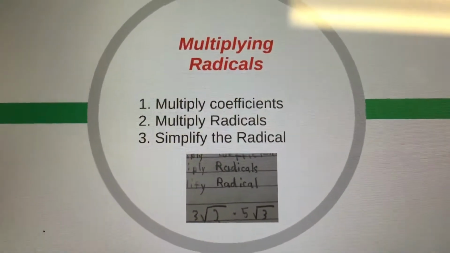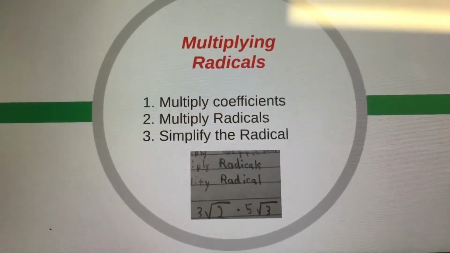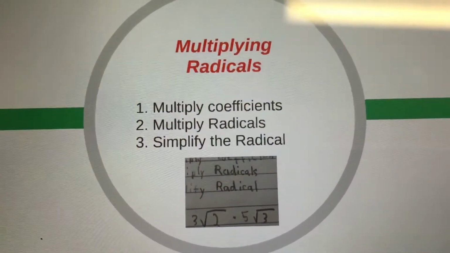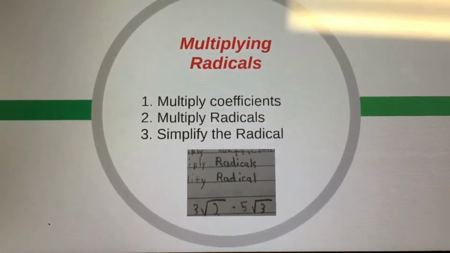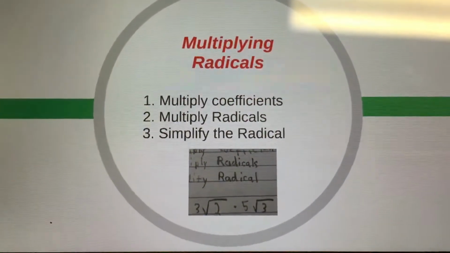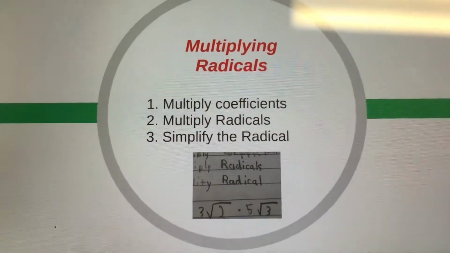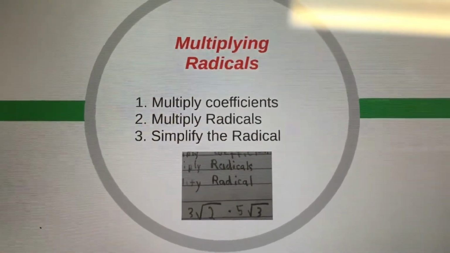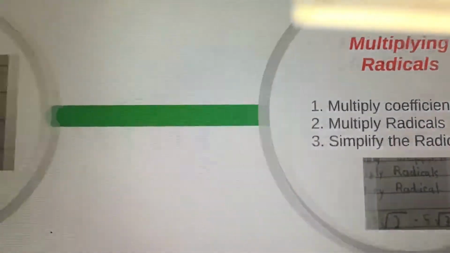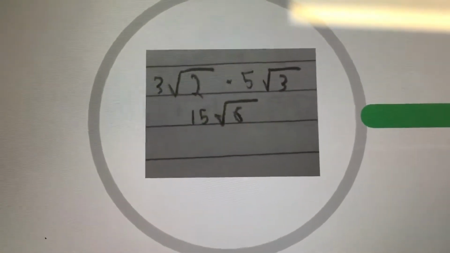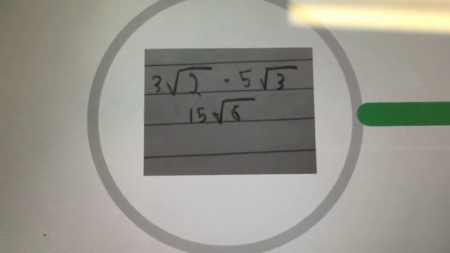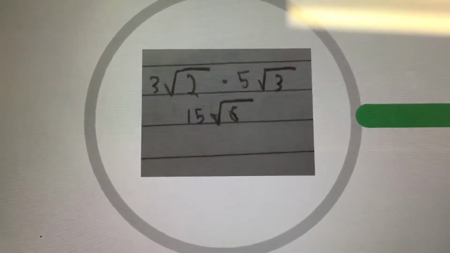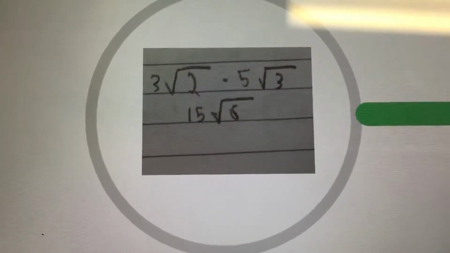There are 3 steps to multiplying radicals. First, you multiply the coefficients, then multiply the radicals, and then simplify the radical. The example below is 3 square root of 2 times 5 square root of 3. So you multiply the 3 times the 5 to get 15, and the 2 times the 3 to get the square root of 6. That's your answer.